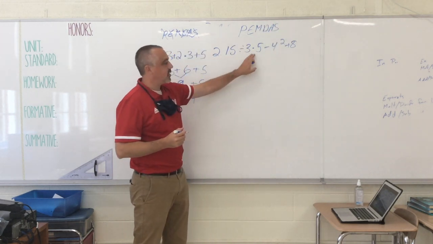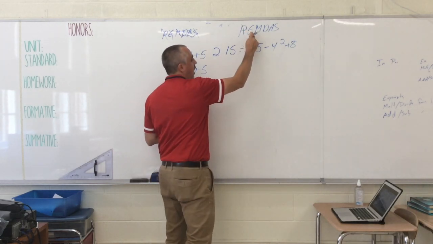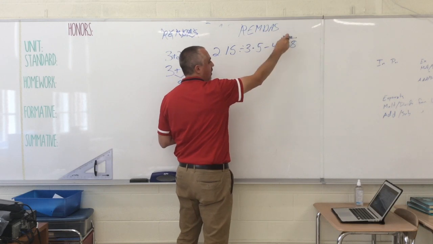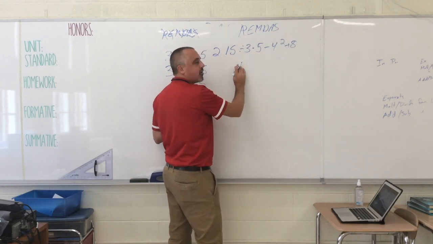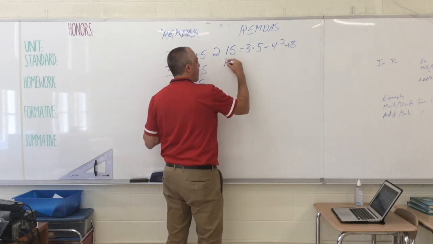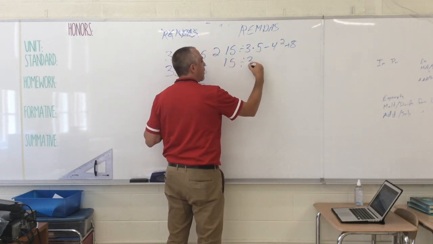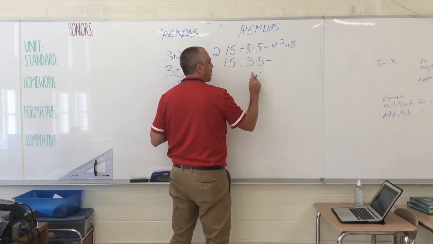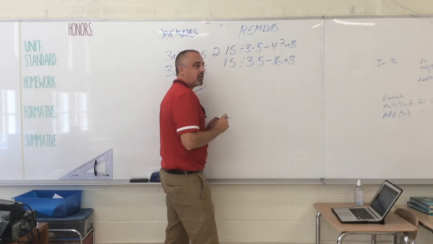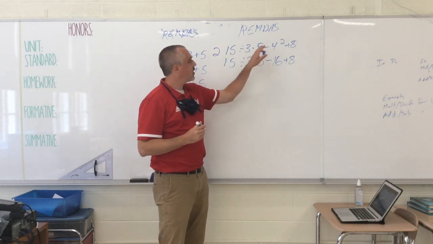I check parentheses, none. I'm good. Exponents, boom, I do have one. Exponent means power. It's anything raised to a power. So when I do this, I'm going to write everything else the same except for what I changed. So I'm going to write 15 divided by 3 times 5 minus. And now I just simplified the one step that I've done. 4 squared means 4 times 4, so that means 16.